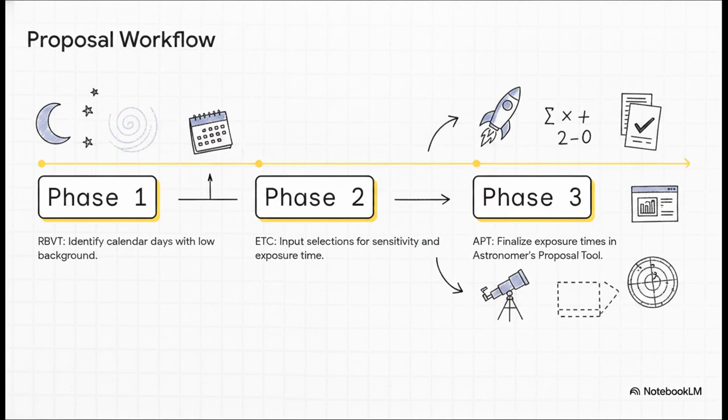Step 1, you run your target's coordinates through the RBVT on the Roman Research Nexus to identify those really favorable calendar days where the zodiacal light is low. Step 2, armed with that specific date, you move into the Roman ETC, specifically the Pandia Python engine, to run your full signal-to-noise and exposure time calculations, completely confident that your background level is optimized. Step 3, you take those finalized exposure times and plug them right into the STScI Astronomer's Proposal Tool, or APT, to build out your actual observation visits. Honestly, sticking to this exact order saves you so much time and maximizes the signal-to-noise ratio for your Cycle 1 proposals.